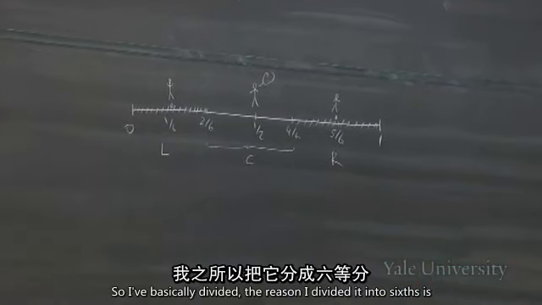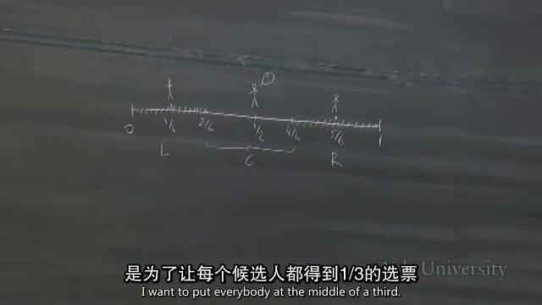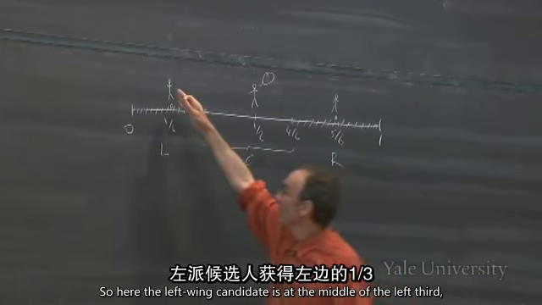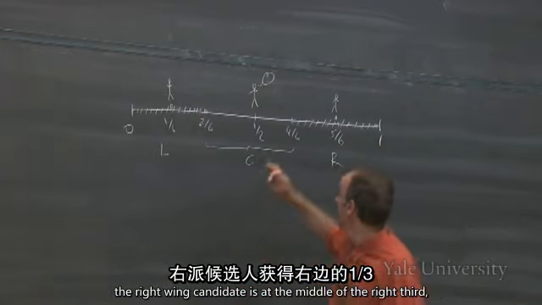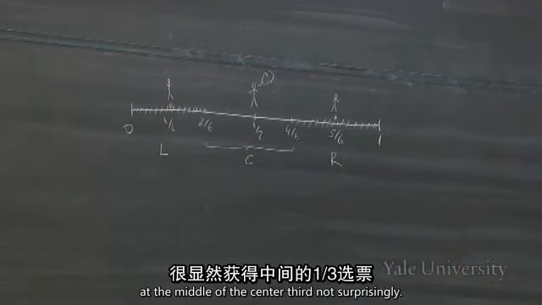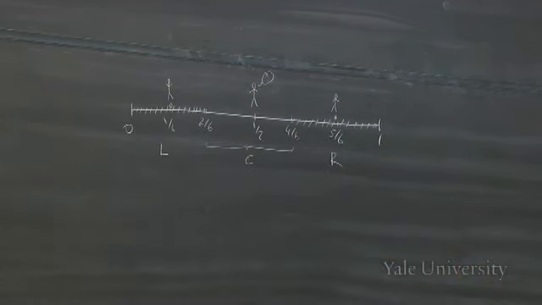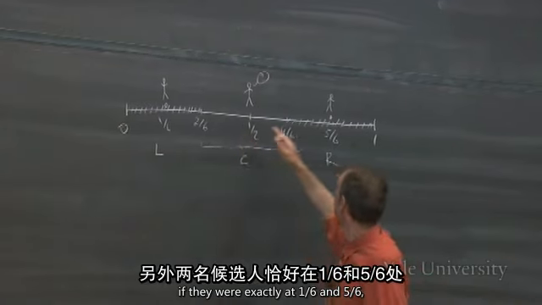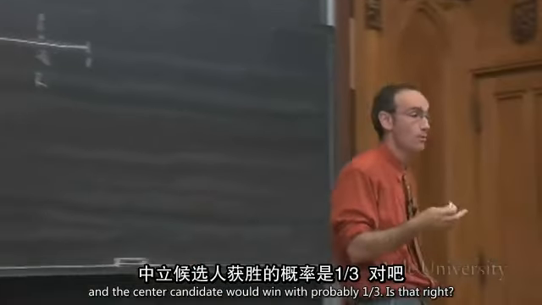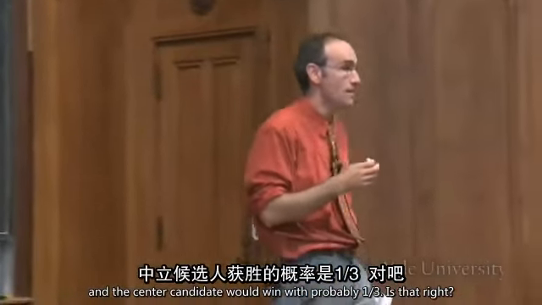Is that right? The reason I divided it into sixths is I want to put everybody at the middle of a third. So the left-wing candidate is at the middle of the left third, the right-wing candidate is at the middle of the right third, and the center candidate is at the middle of the center third, not surprisingly. If this center candidate enters, if they were exactly at a 1/6 and 5/6, they would split the vote, and the center candidate would win with probability 1/3. Is that right?